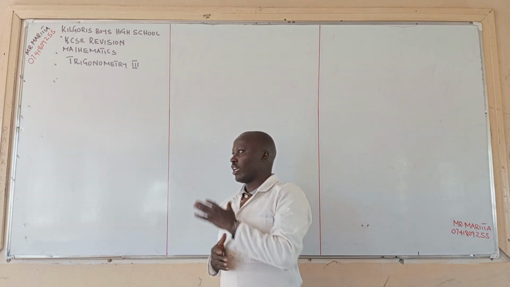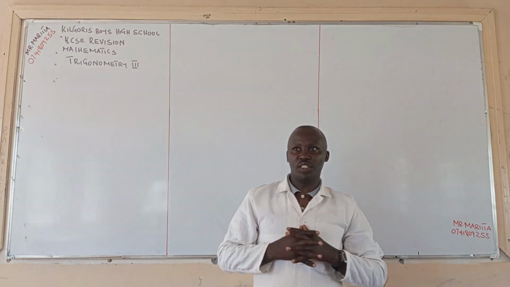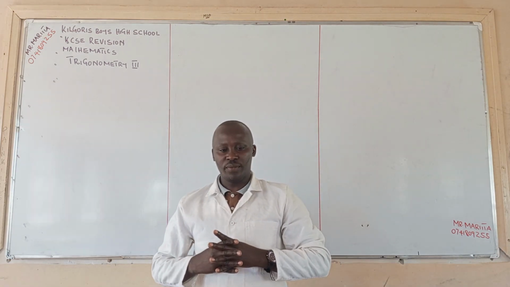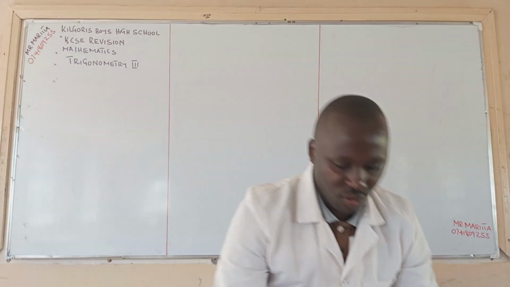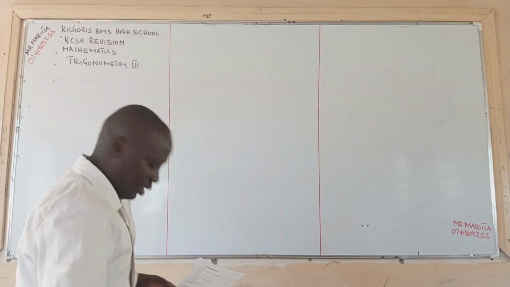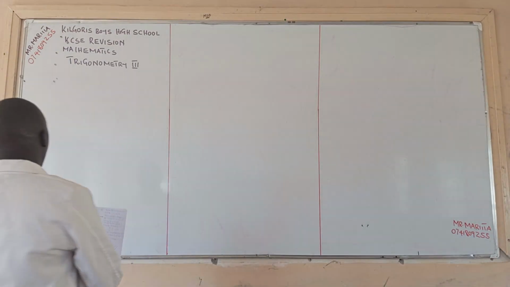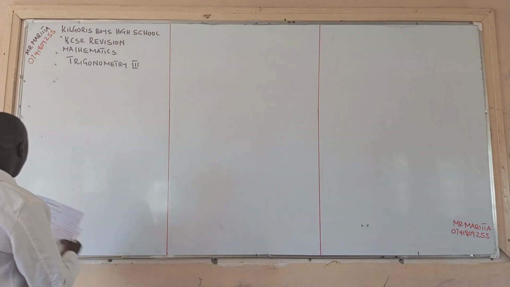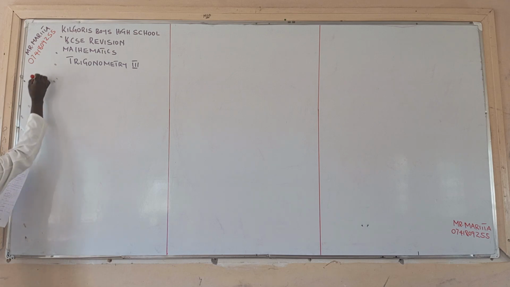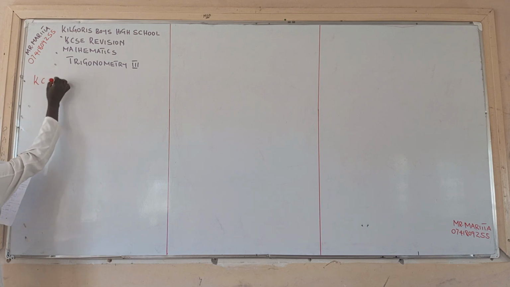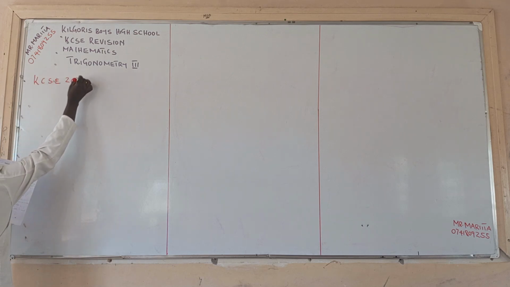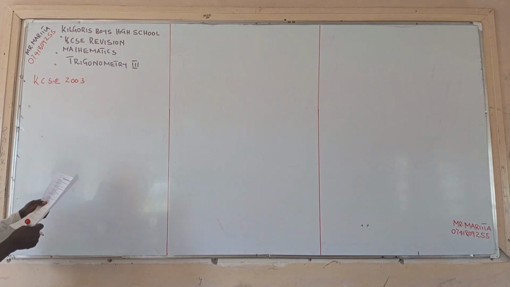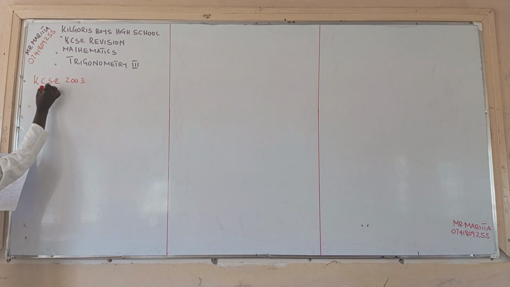Today we are looking at KCSE Mathematics Revision, and our topic today is trigonometry 3. So we have KCSE 2003, question 7, paper 1. Solve the question.